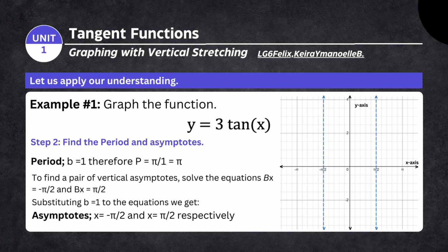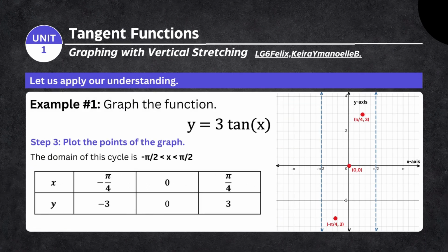Moving on to find the pair of vertical asymptotes, we can do so by solving the given equations, which are bx is equal to negative pi over 2 and bx is equal to pi over 2. Substituting the value of b, which is 1, to the equation, we would get x is equal to negative pi over 2 and x is equal to pi over 2. For that reason, we can say that these are a pair of vertical asymptotes for the given function.